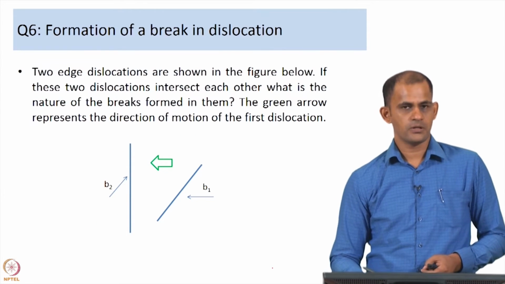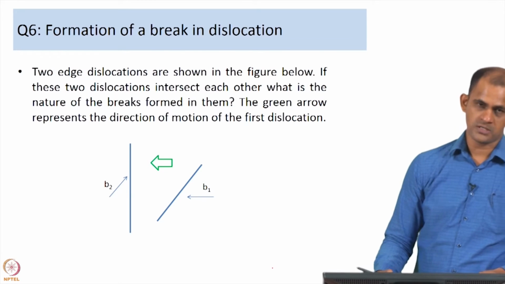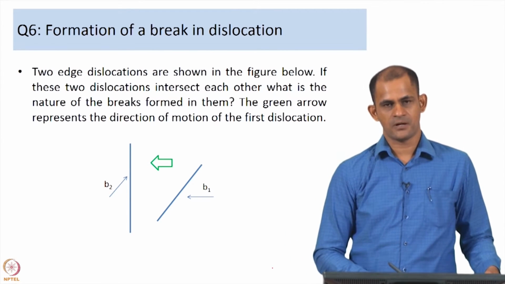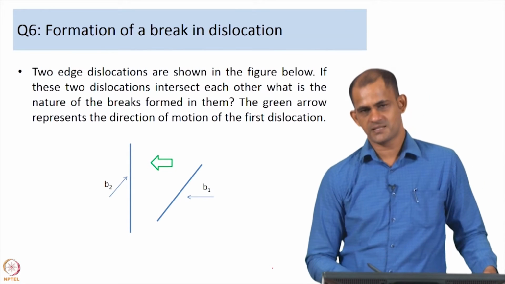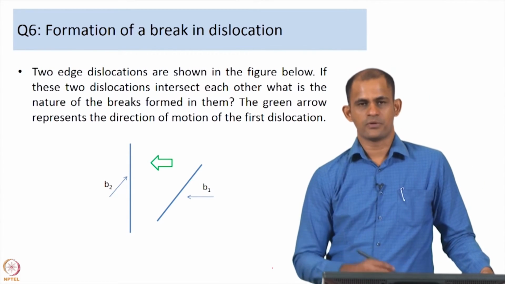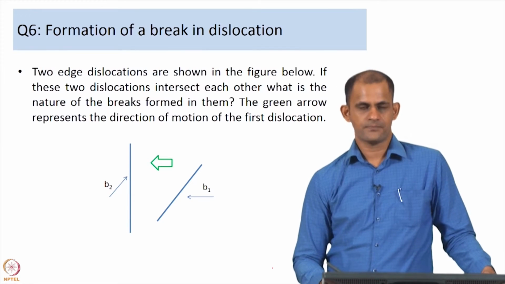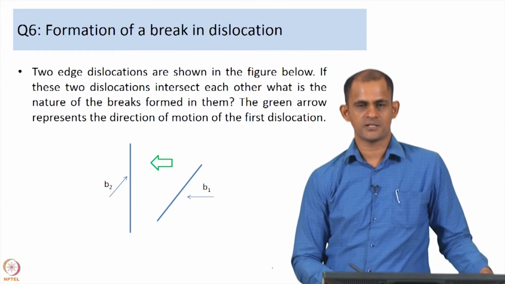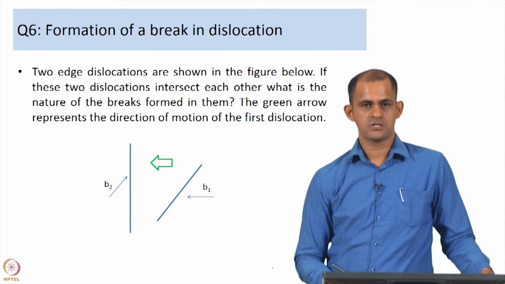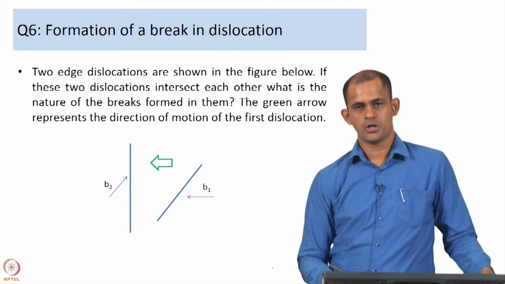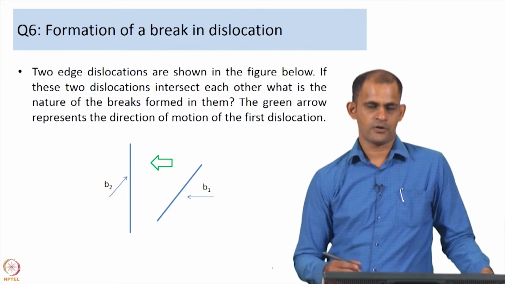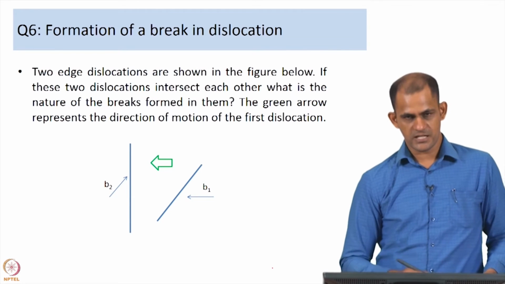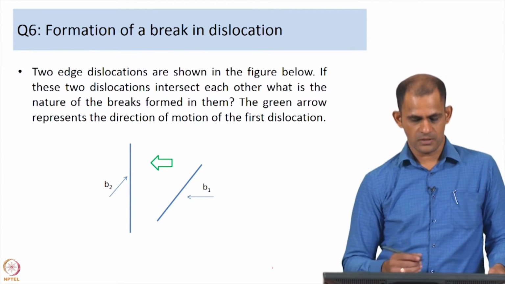Now, continuing with concepts on dislocation, let us visit the concept where we talked about the formation of breaks in dislocations. If you recall, we talked about the formation of jogs and kinks when dislocations intersect with each other. Of course, there are certain rules for the formation of a jog and for the formation of a break in a dislocation. We will get an understanding of that by solving this problem.